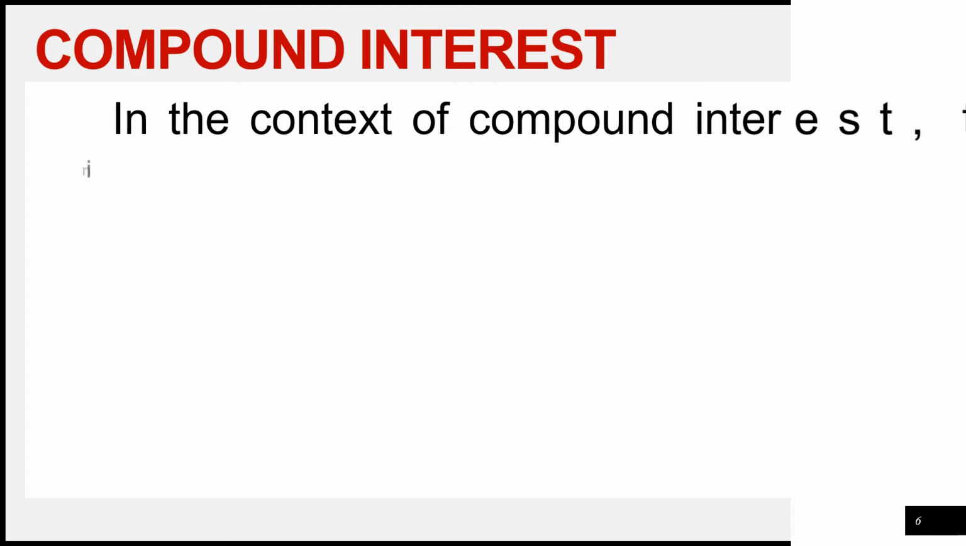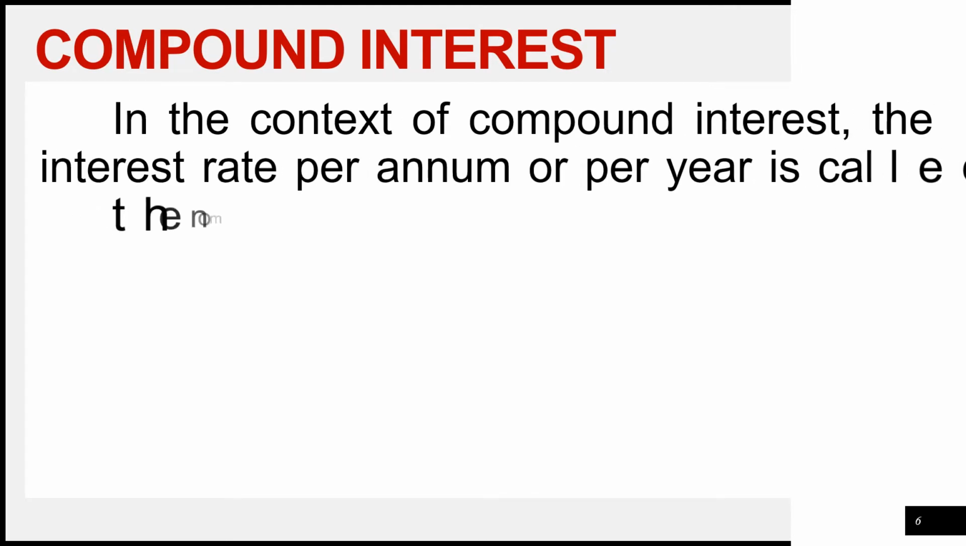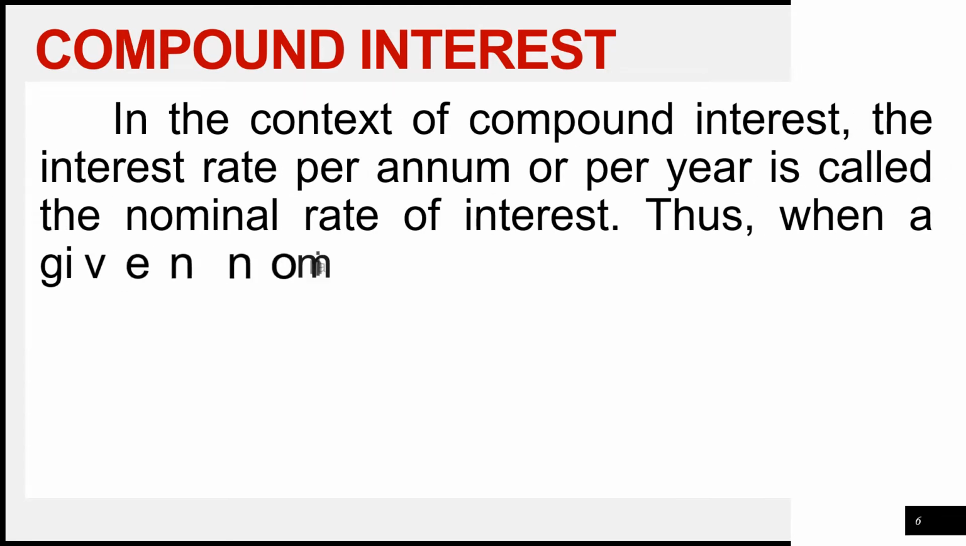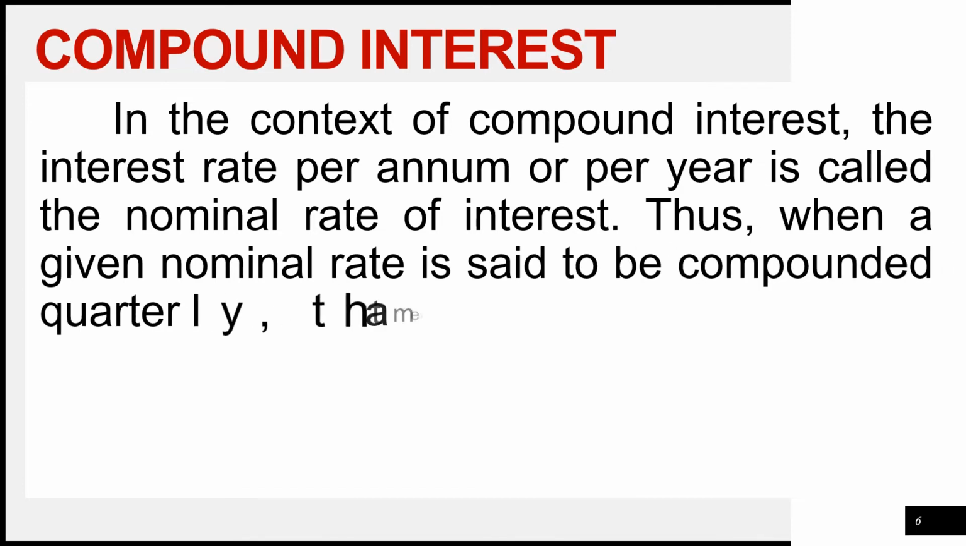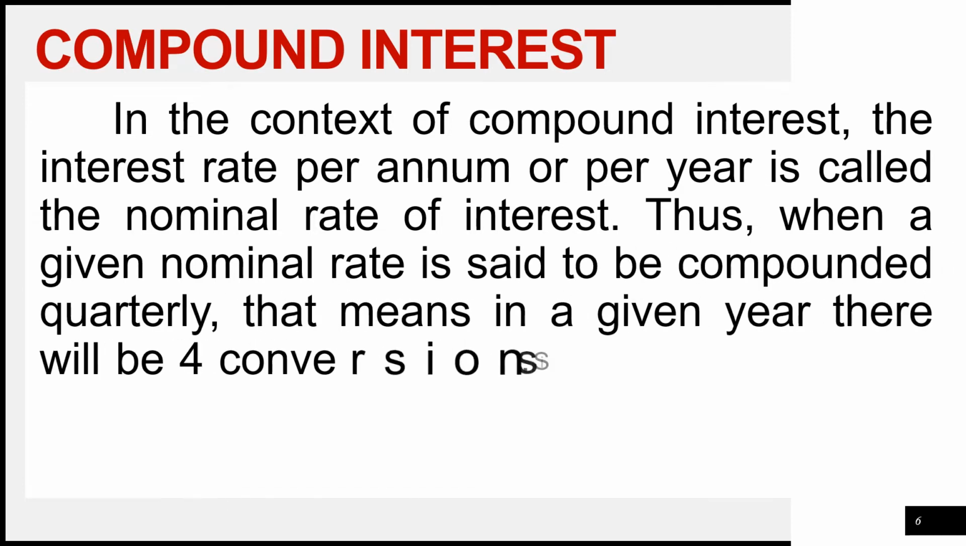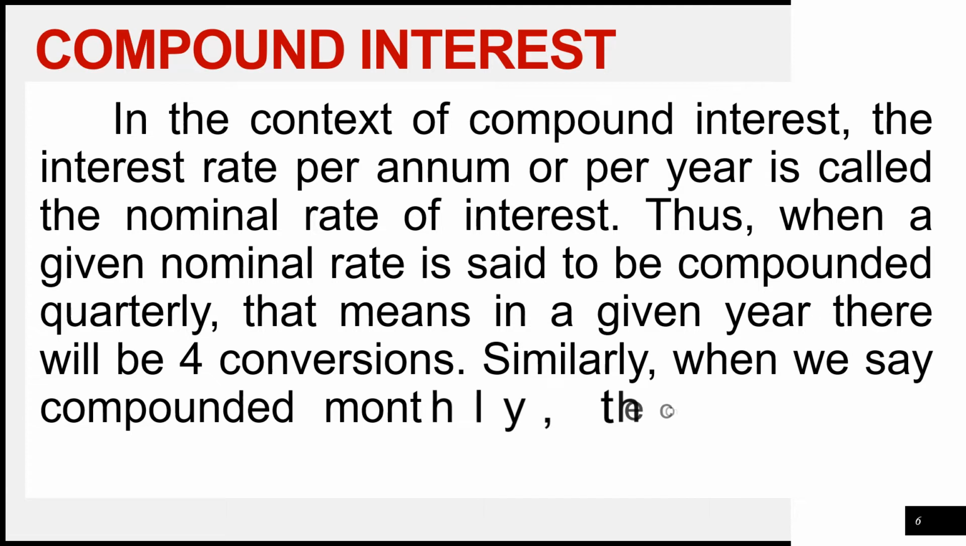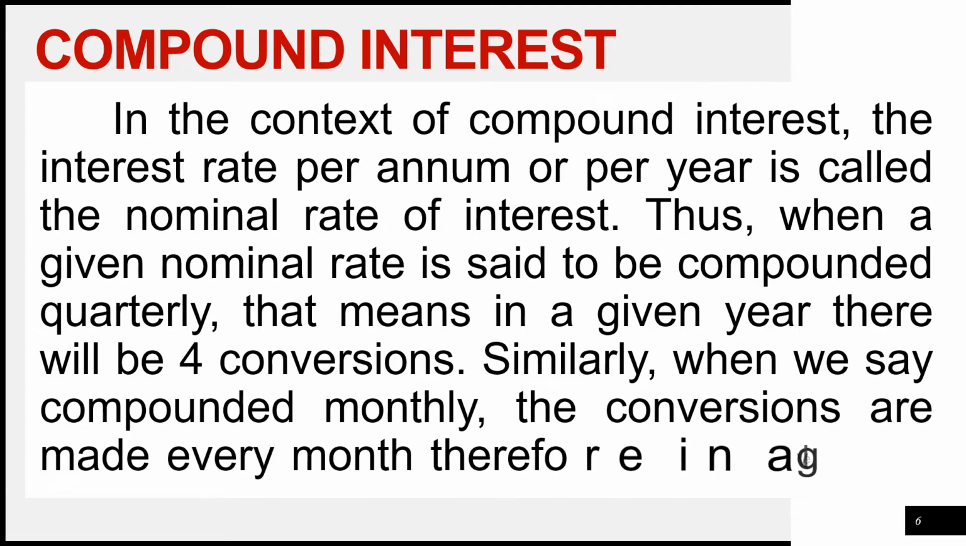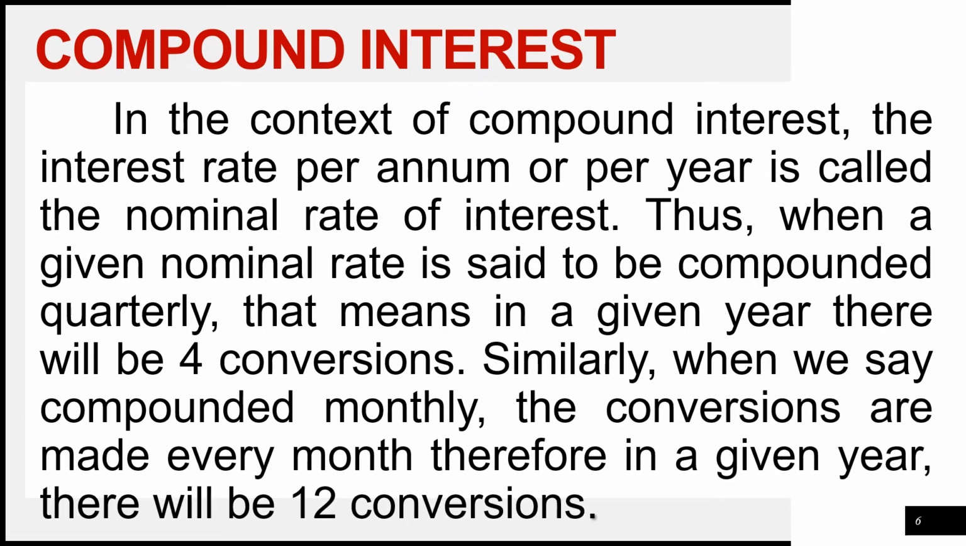In the context of compound interest, the interest rate per annum or per year is called the nominal rate of interest. Thus, when a given nominal rate is said to be compounded quarterly, that means in a given year, there will be 4 conversions. Similarly, when we say compounded monthly, the conversions are made every month. Therefore, in a given year, there will be 12 conversions.